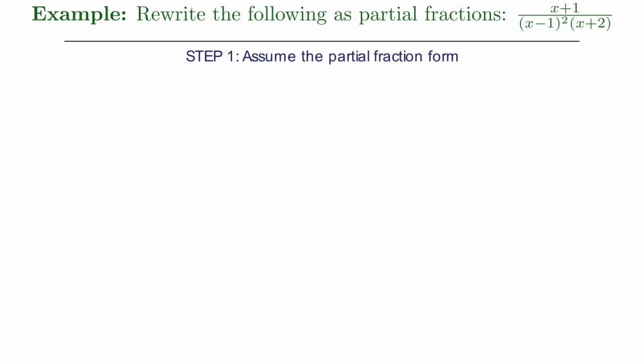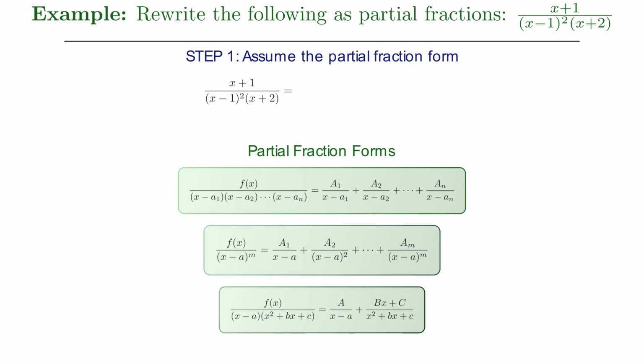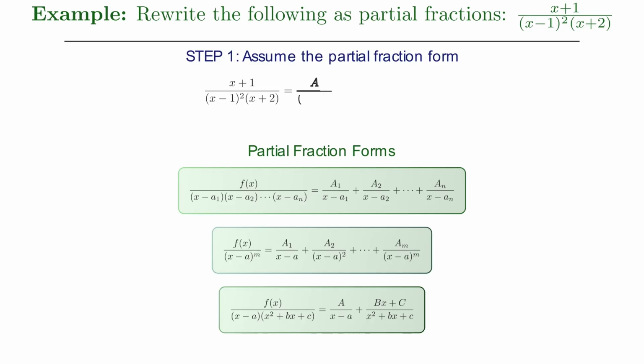The first step is to assume the partial fraction form. So using the table, we can see that that repeated linear factor is going to give us A over (x - 1) plus B over (x - 1)^2. So we have to take that repeated factor and all of its lower powers as well. Then the distinct linear factor (x + 2) will also give us a plus C over (x + 2).